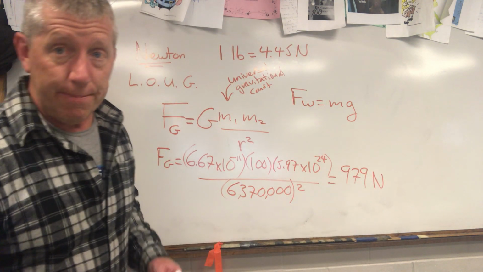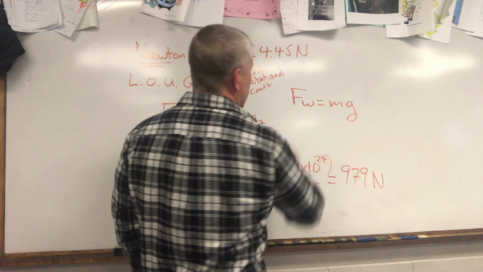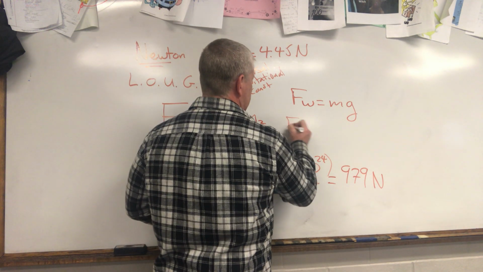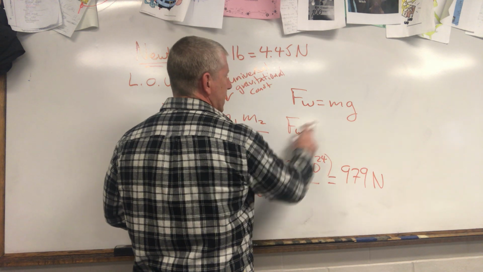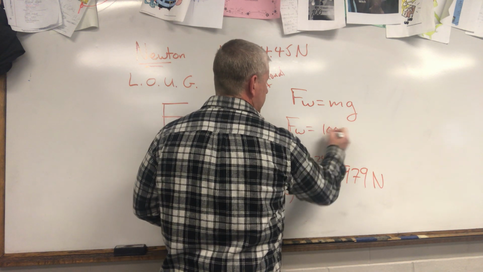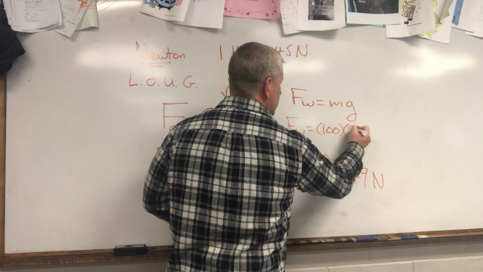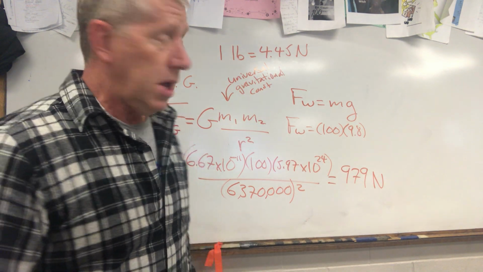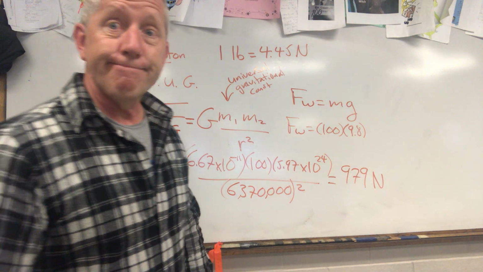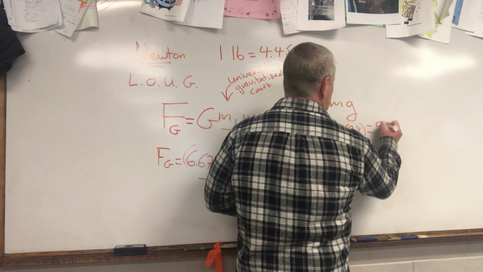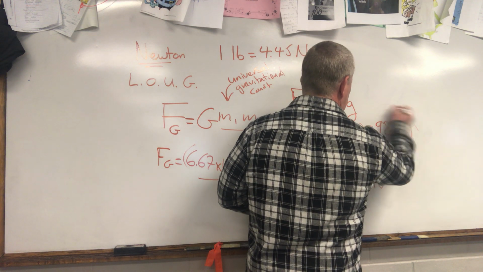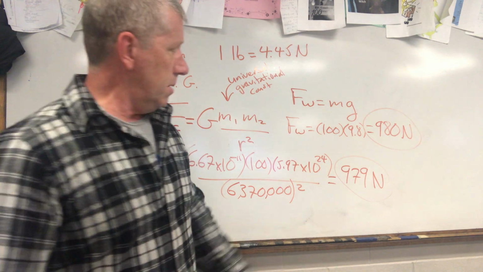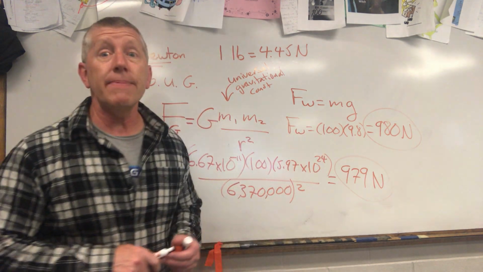Okay, you ready for this? Check it out. Let's figure out Billy's weight. How much does Billy weigh? F_W, Billy's weight, is his mass, 100, times the gravitational acceleration near the surface of the Earth, which at Manchester is 9.8. What do you get? 980. Boom. Same thing. Yeah, there's a little bit of rounding.